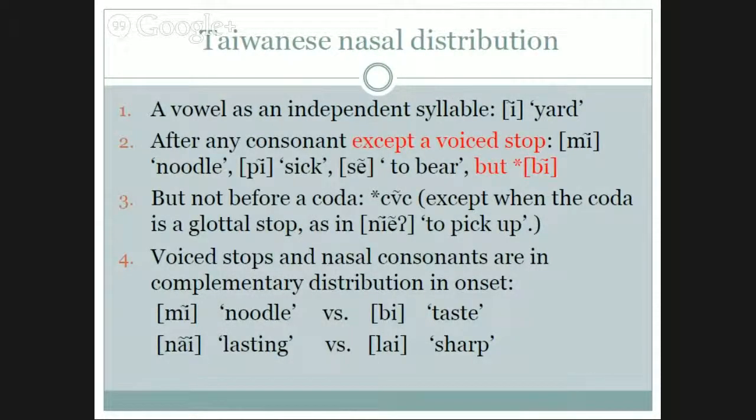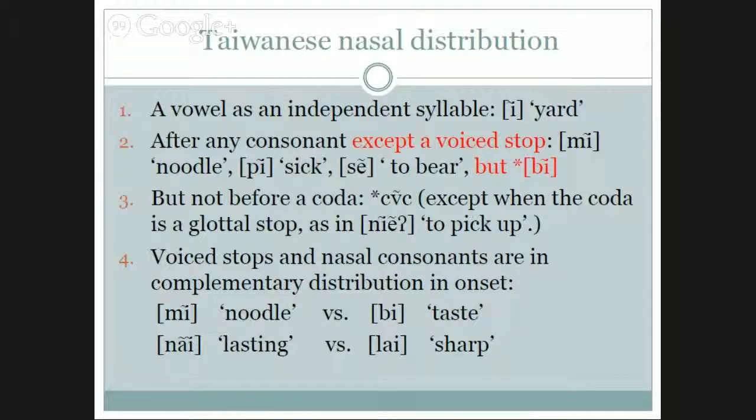The distribution of nasality in Taiwanese is as follows. First, a nasalized vowel can occur as an independent syllable, like E. Second, it occurs after any consonant except the voiced stops, like B, D, G. So we have me, ne, and a lot of other nasalized syllables, but we don't have nasalized B. Third, it does not occur before a coda, so it only appears in so-called open syllables. We have nye, but we don't have any syllable closed with a coda.